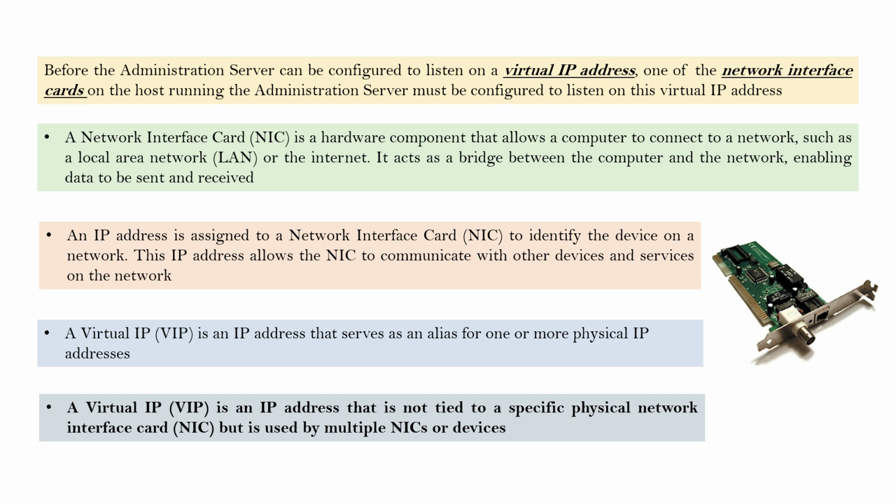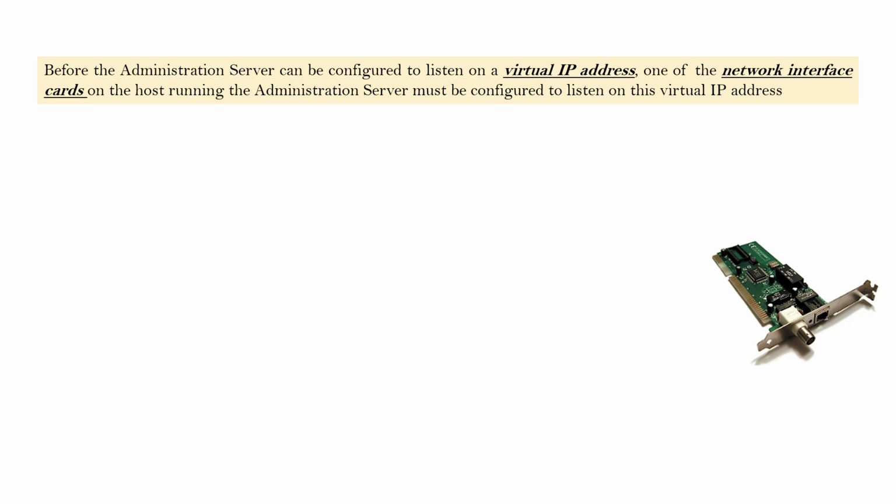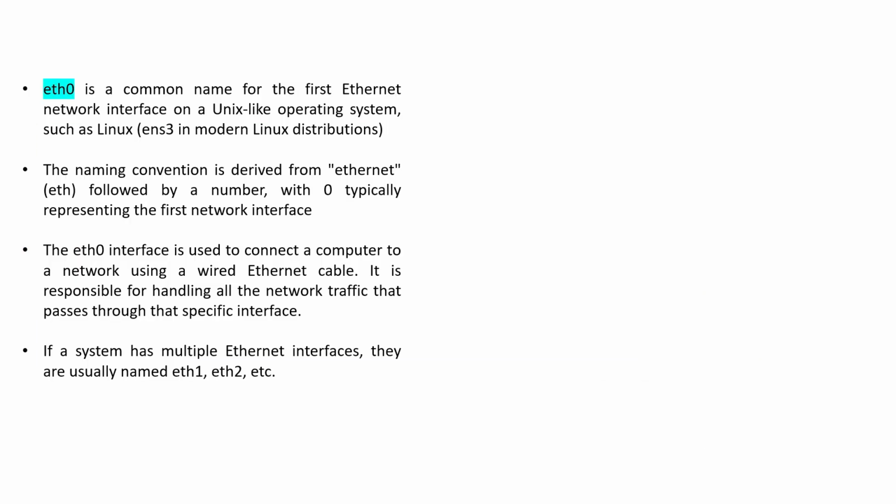This is the network interface card associated with your computer, laptop or device, where we plug in our network cable. This Ethernet is represented by eth0. The naming convention is derived from Ethernet, ETH, a short form followed by a number, with 0 typically representing the first network interface card.